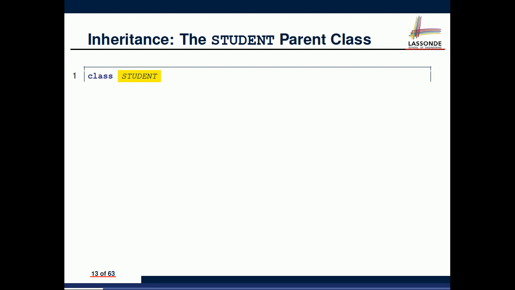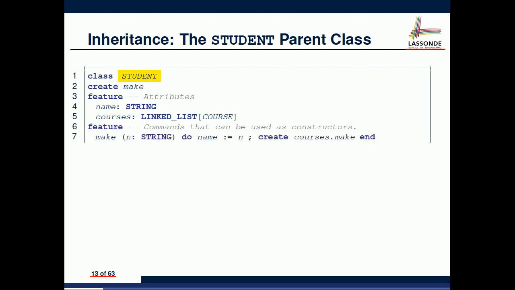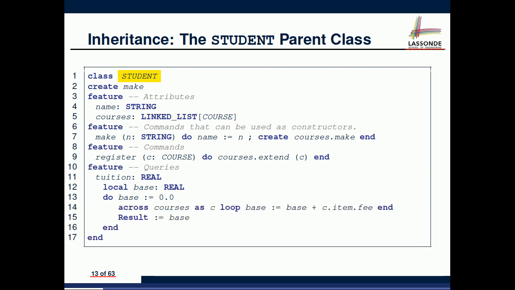Okay, let's see very quickly. So the student class, the same as before. Now we put everything that's common, name and courses, and how you make a new student and how you can register a course, that should be common among both kinds of students. And also we got tuition over here. The thing that's common is how you calculate the base rate before you apply either the discount or the premium, right? That's the base rate.